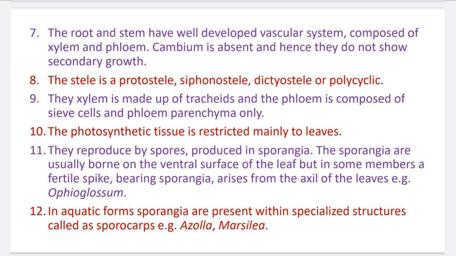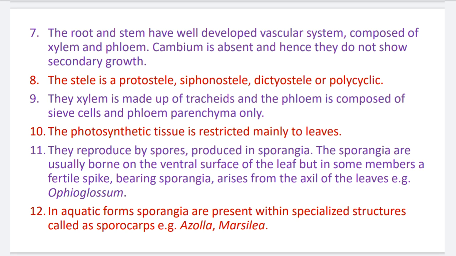But in some members, a fertile spike bearing sporangia arises from the axil of the leaves. Its example is Ophioglossum. In Ophioglossum or other examples, the fertile spike is produced, and that spike has many sporangia, and the sporangia produce the spores.